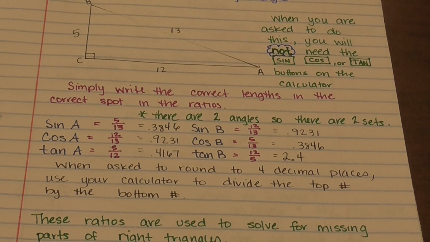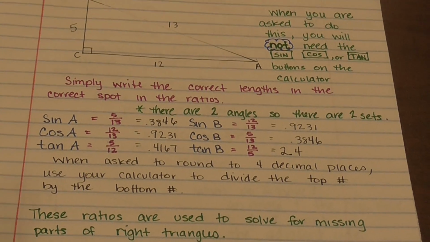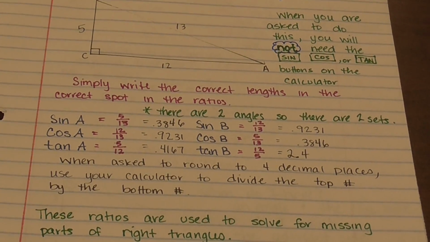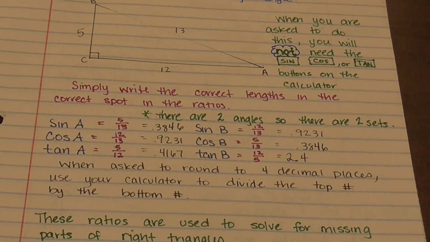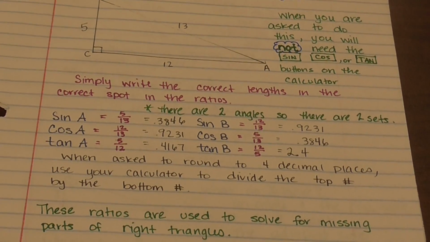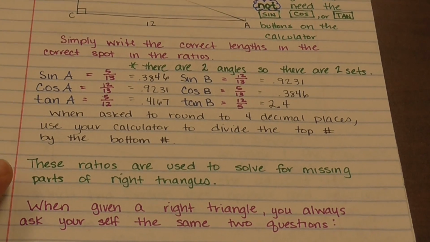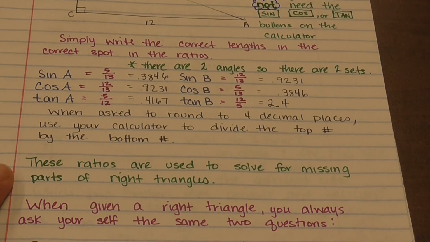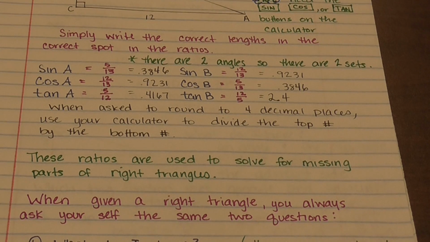You can actually use your calculator to divide the top number by the bottom number. And there's also a setting on there that I can show you to make your calculator stop at the 4th decimal place so you don't have to do any rounding. So these are the ratios that are used to solve for missing parts of right triangles. So we have the special right triangles.